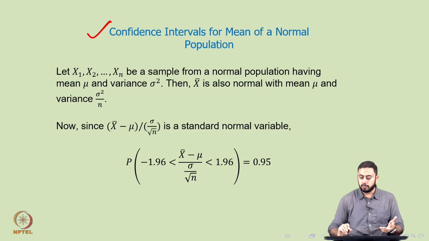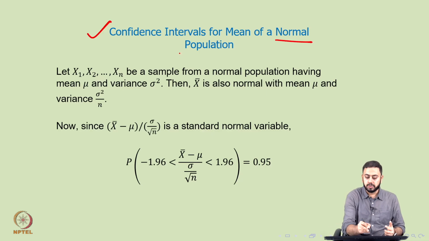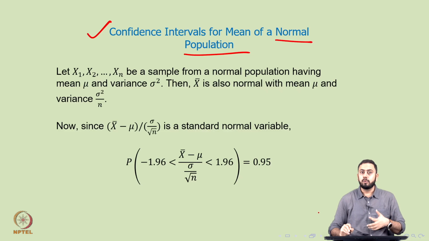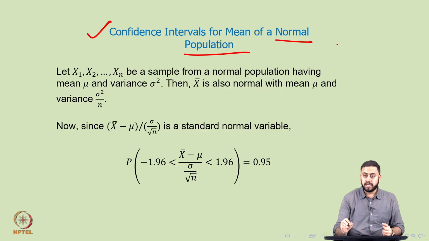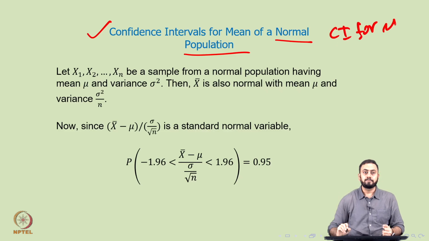So again, a couple of important properties or assumptions here: we are assuming that the collected data set, or the set of random variables, follows a normal distribution to begin with. And again, the focus here is to find the interval for the mean of the normal population. So the entire focus is to find a CI for mu. Okay. So how do you begin with stating the problem?